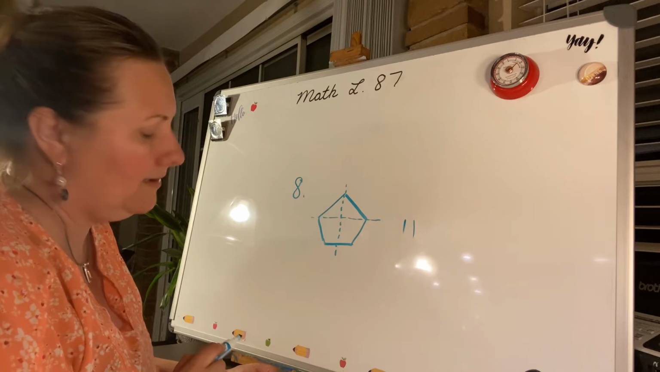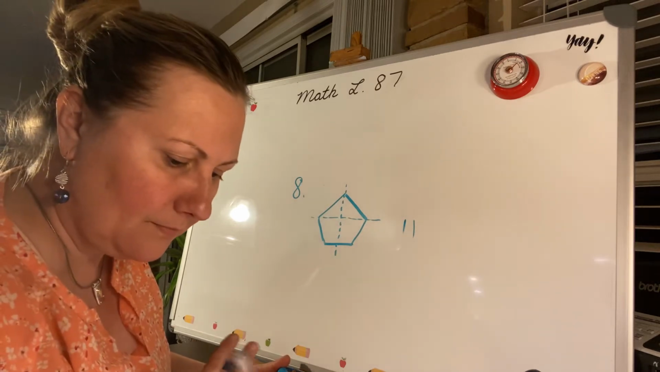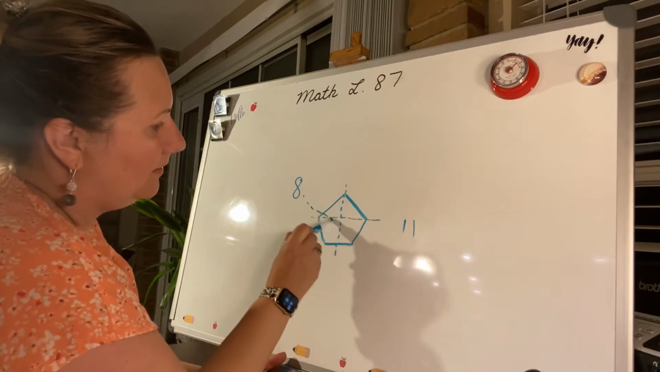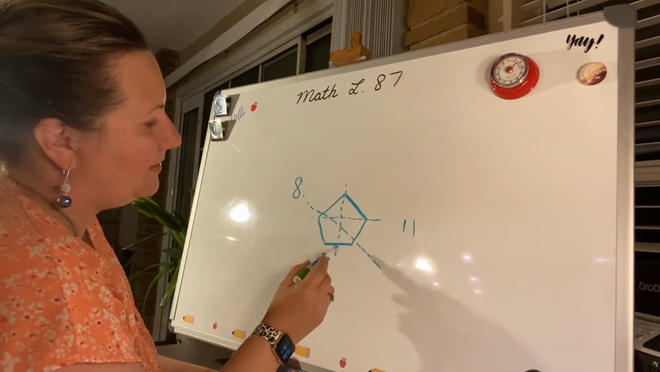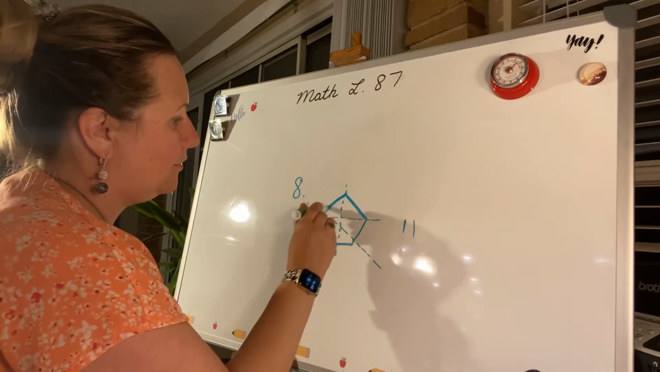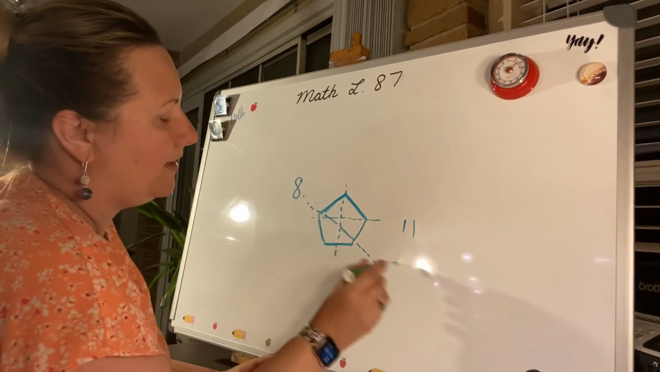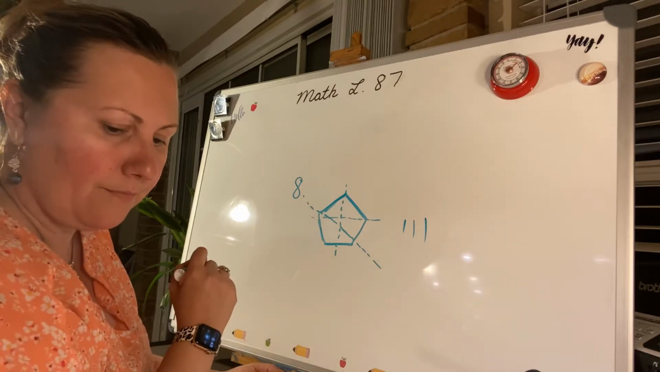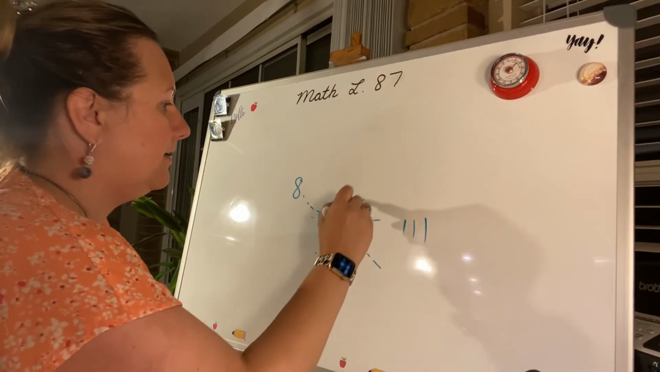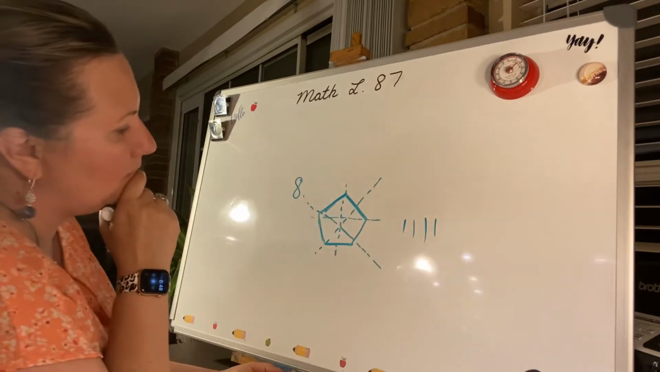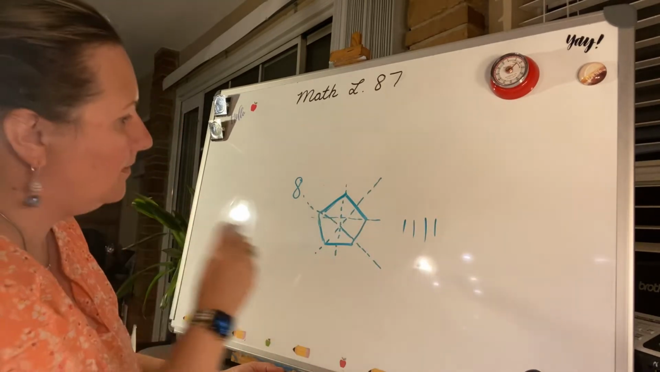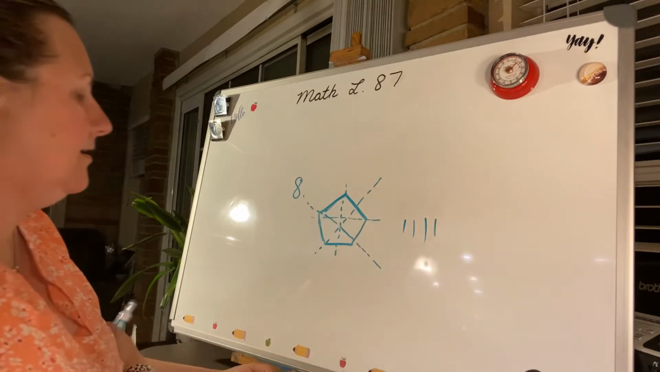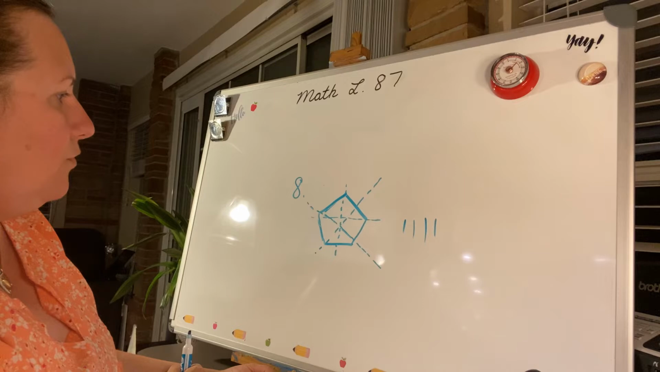I can, let's see, I could cut it here. And that would give us another line of symmetry if this looked perfect. I could cut right through here. I could cut right through here. It's another line of symmetry. Where else could I cut? Let me think. 1, 2, 3, 4. Can you think? Can you see one more?